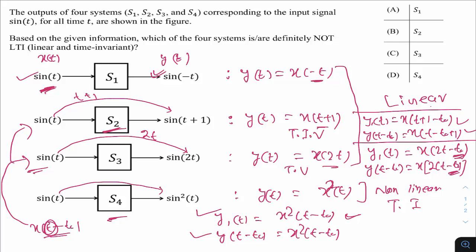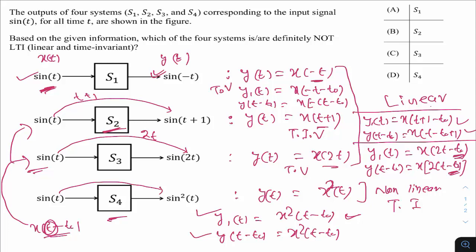In the fourth case, with the same logic, you try. What is your y1t in this case? Y1t is nothing but the response to the delayed input, so the t will be replaced by minus t. So it is x of minus t minus t naught. But what is y of t minus t naught? It is x of minus t plus t naught. So this is time variant because both of these are not the same.